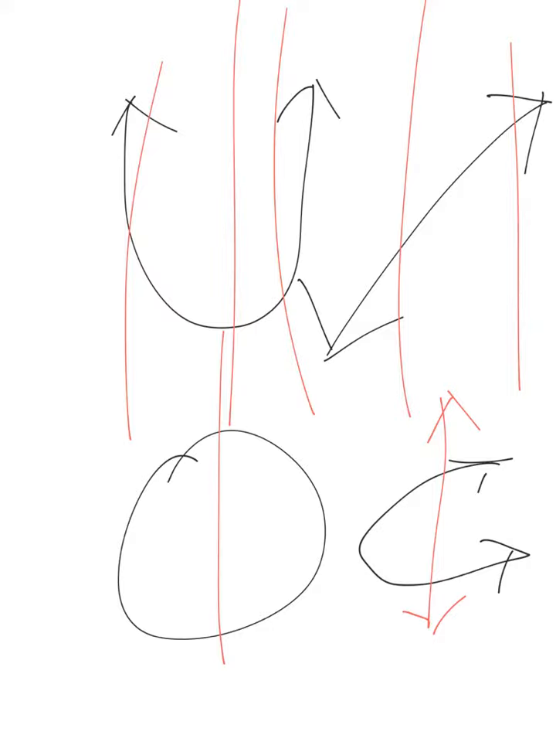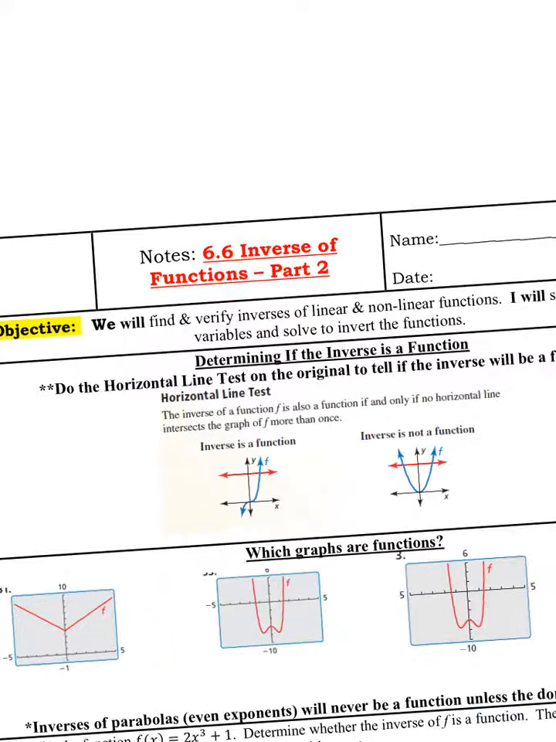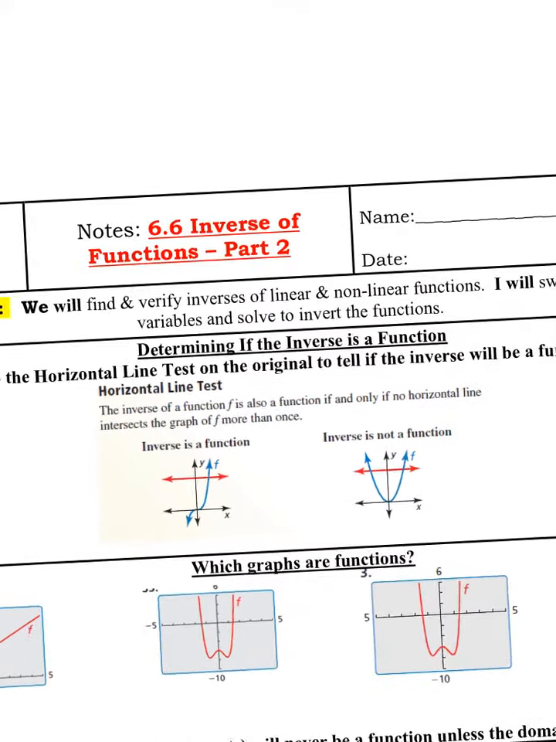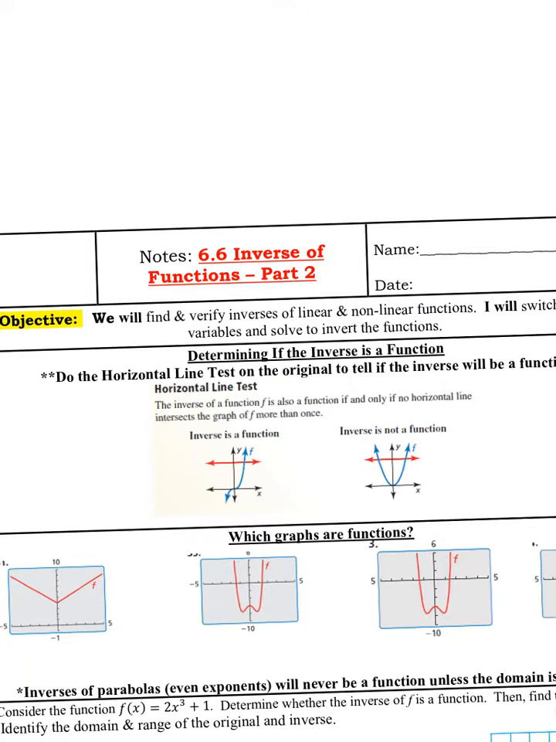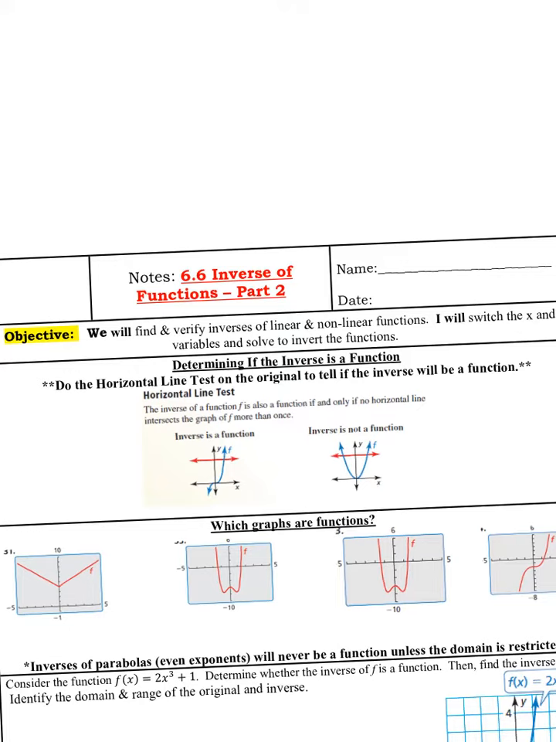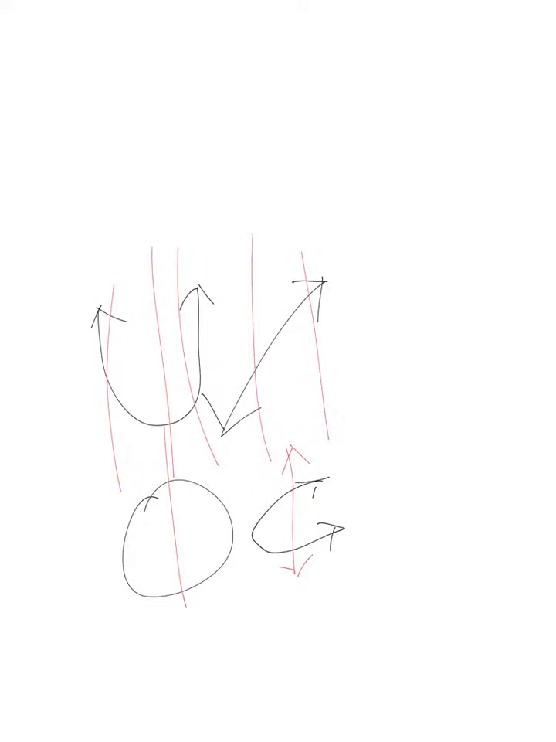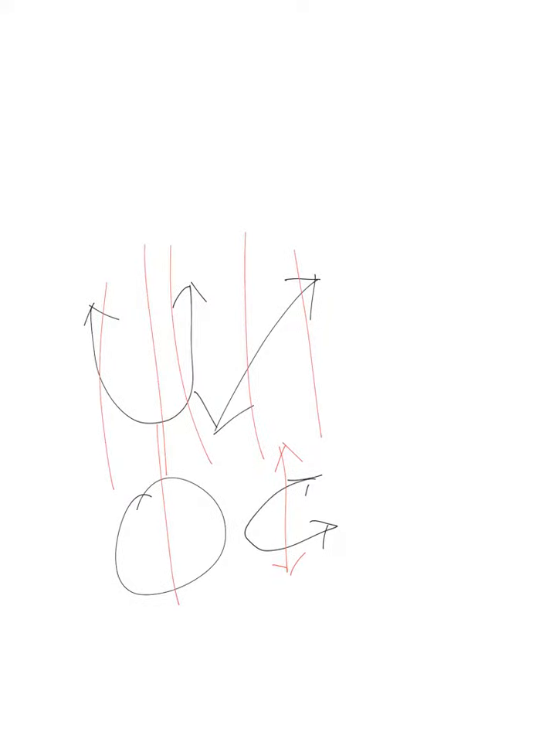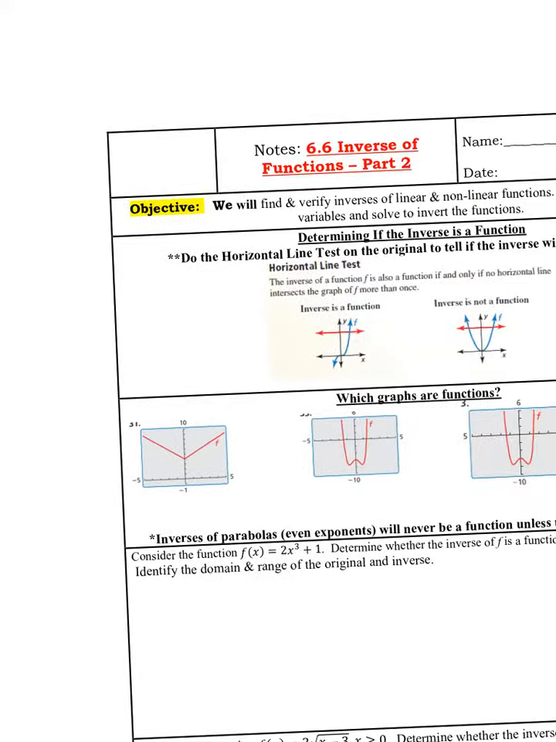So since we're talking about inverses, that's the opposite, we're going to talk about the horizontal line test. You draw a horizontal line through a function or a graph, however you want to say it, and if it hits it twice or more than once, it's not going to be a function when you do the inverse, because the parabola is going to go sideways. Or, if you have a circle and you turn that, you still have a circle.